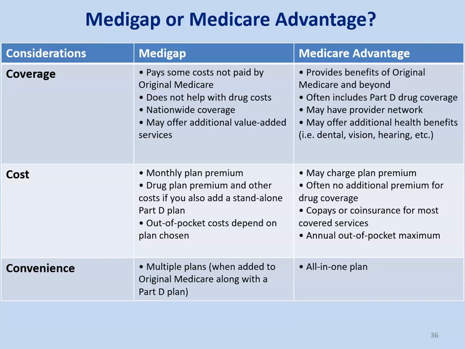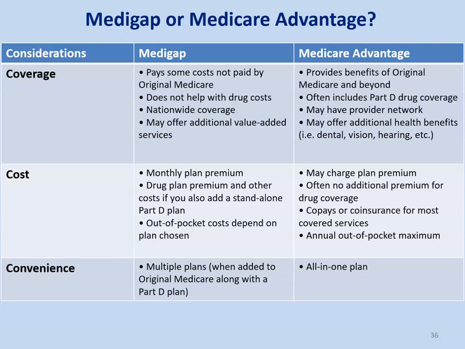When it comes to convenience, with a Medigap policy there are multiple plans, as we saw: A, B, C, F, G, H, K, all those plans, which you add to Original Medicare along with the Part D plan. With the Medicare Advantage plan, it's kind of all in one. It bundles all the services into one solution for you.